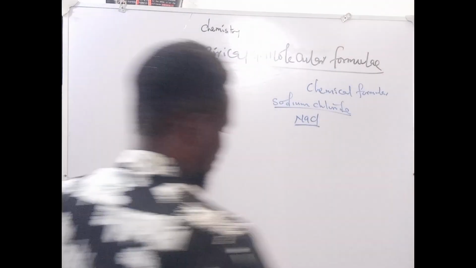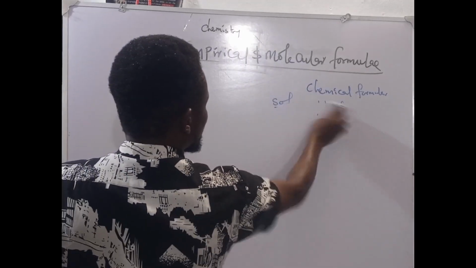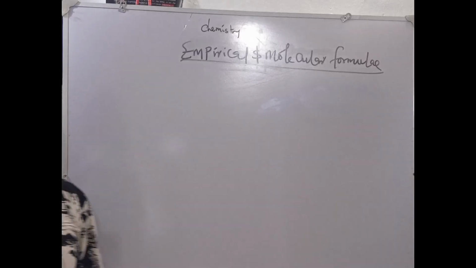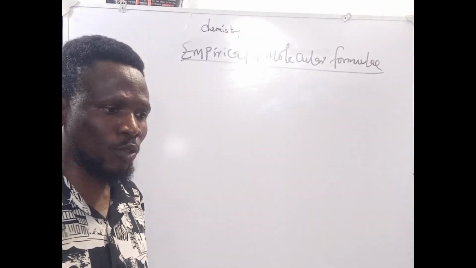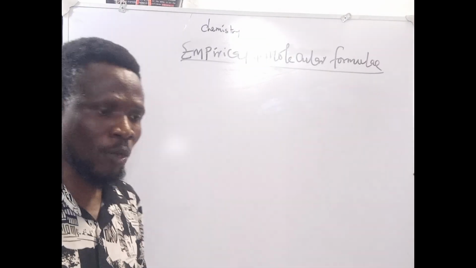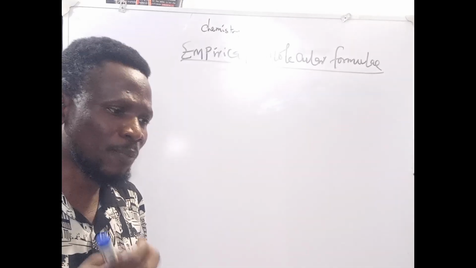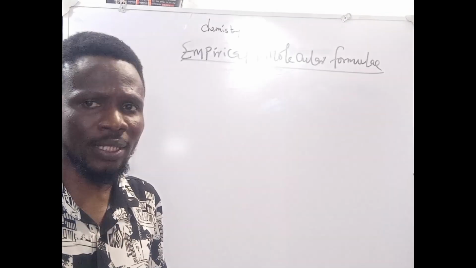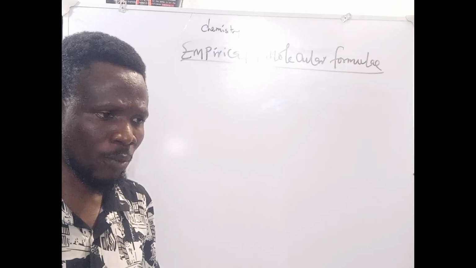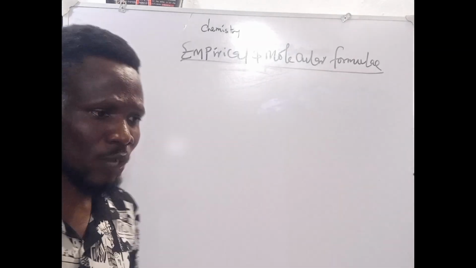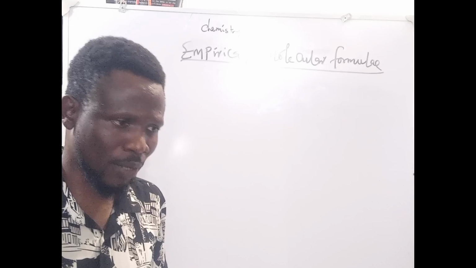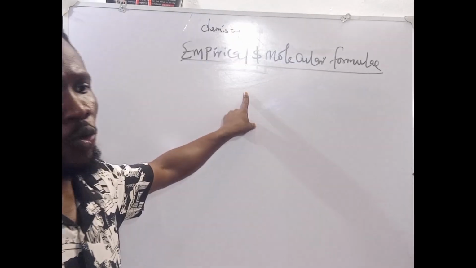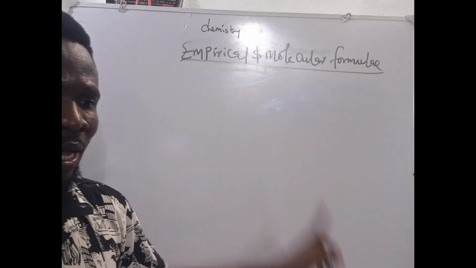Empirical formula. In the empirical formula, we represent the simplest ratio of the atoms present in the compound. You have seen that compounds are made of atoms. The simplest ratio of the atoms present in a compound is represented by a formula we call the empirical formula, while the molecular formula represents the actual number of atoms present in a compound. That means the empirical formula of a compound can also be the empirical formula of another compound.